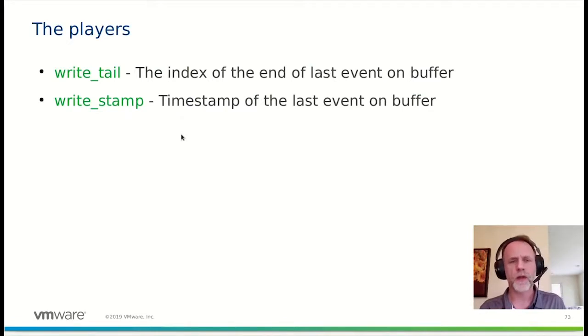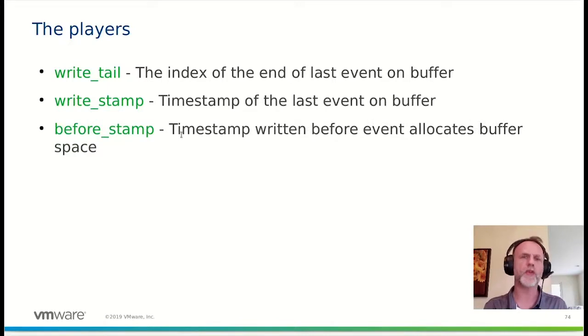Okay, so let's look at the players. The two players that were in the previous solution, we bring over to the new solution. One is the write tail, which I mentioned earlier. That is the index of the end of the last event on the buffer. The write stamp is the timestamp for that event that we're going to use to calculate the deltas with. But we bring in a new player called the before stamp. The reason I call it the before stamp is that it will be written to by all events before it tries to allocate the buffer.